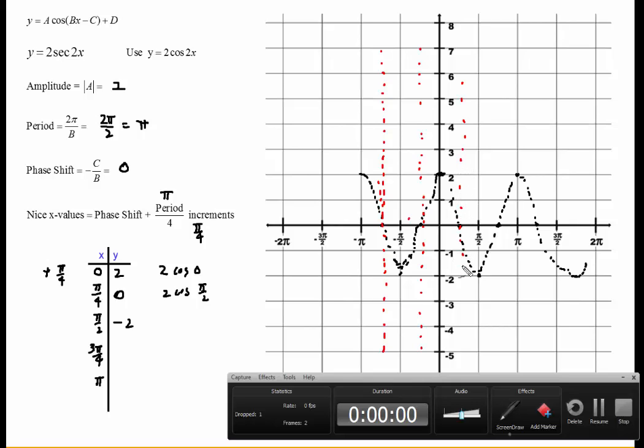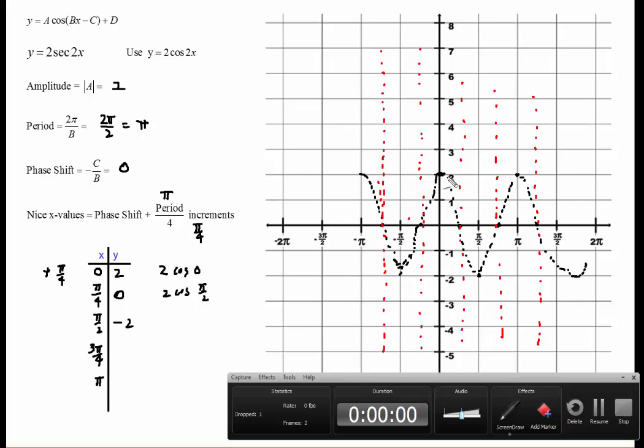I'm sorry, my graphs are not prettier, but these should work out fine. And I think you're getting the note here. If you can graph sine and cosine, you can graph secant and cosecant.